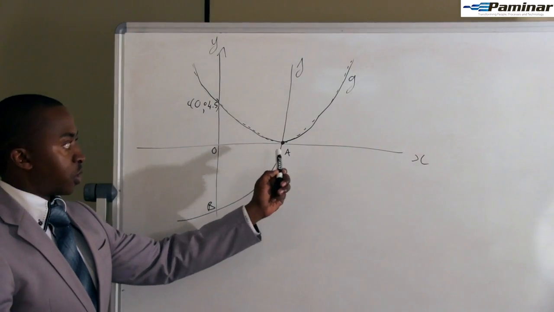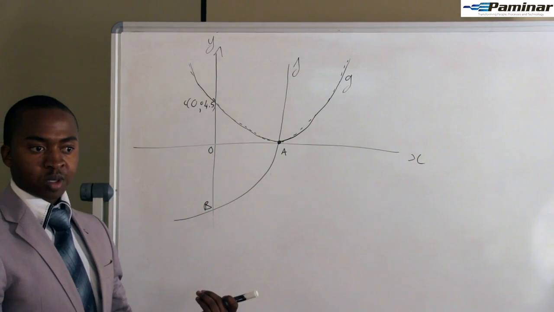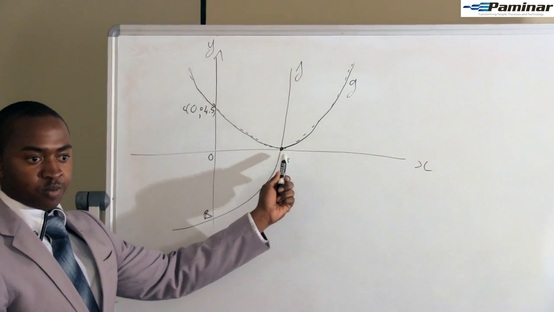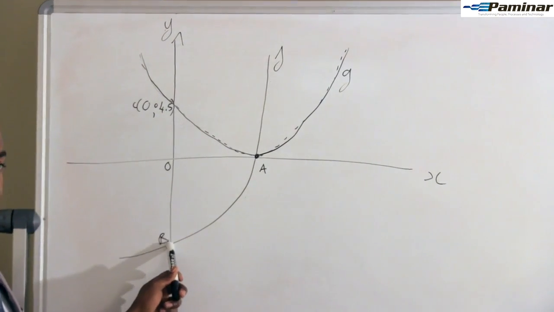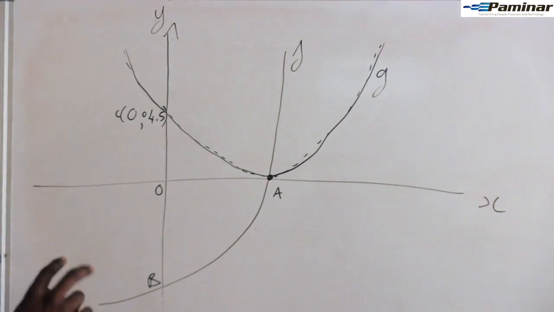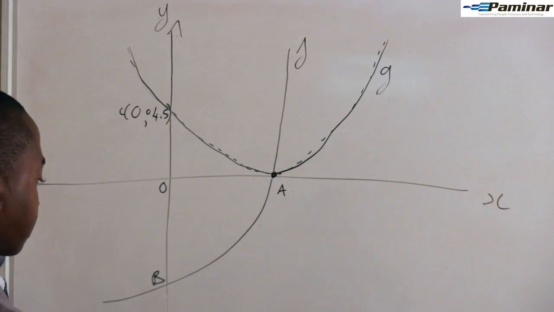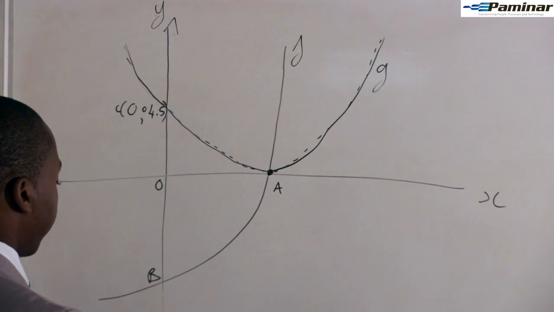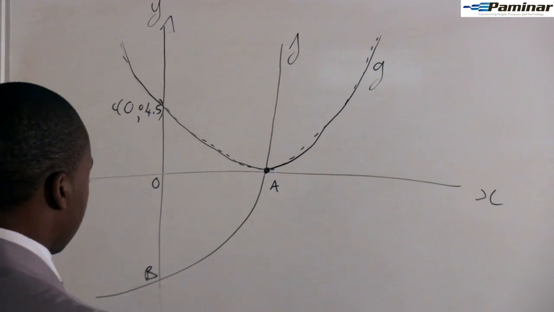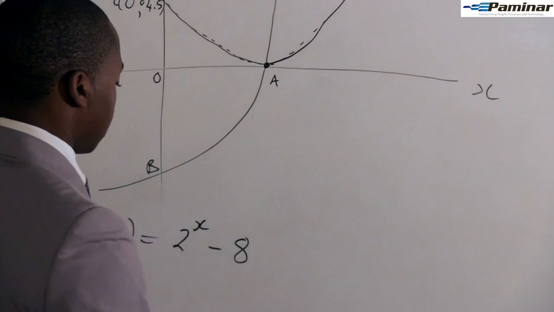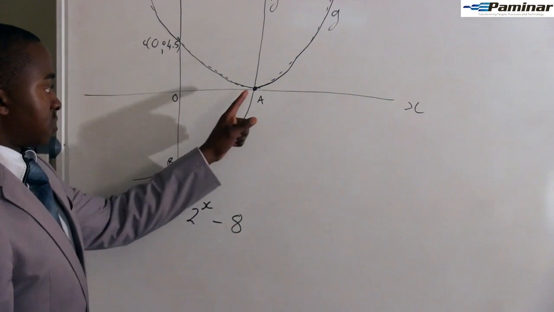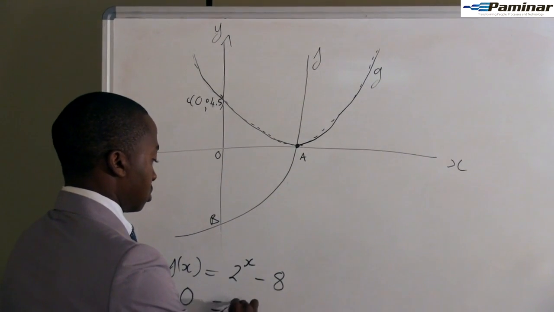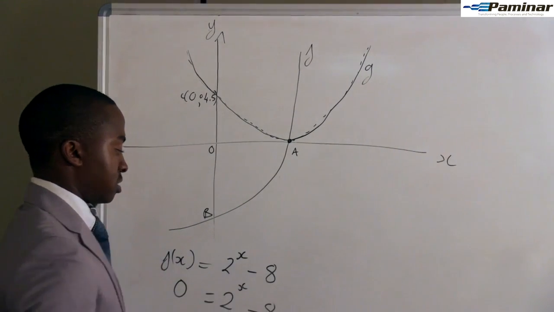Since f actually passes through both points, that point and that point, what do we know about intercepts? Along the x-axis, y is 0 at that point. And along the y-axis, x is 0. So we'll use that knowledge to solve for a and b. Okay, so let's start off with a. We're working with f of x is equal to 2 to the x minus 8. At this point we know that y is 0. So in other words, 0 will equal 2 to the x minus 8.